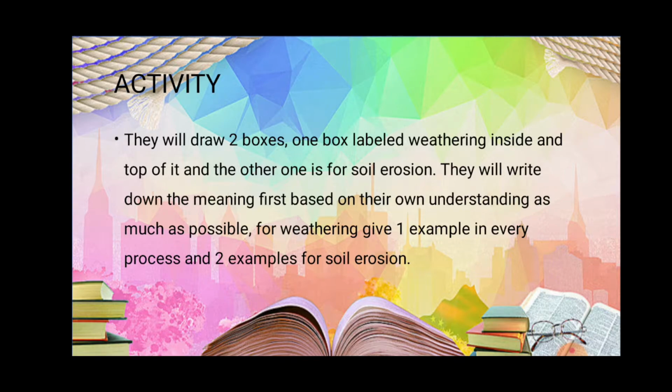Before I start my lesson, let's have an activity first. So, this is the direction. You will draw two boxes. One box labeled weathering, inside and on top of it, and the other one is for soil erosion. You will write down the meaning first based on your own understanding as much as possible. For weathering, give one example in every process and two examples for soil erosion. So I will give you 5 minutes for this activity.